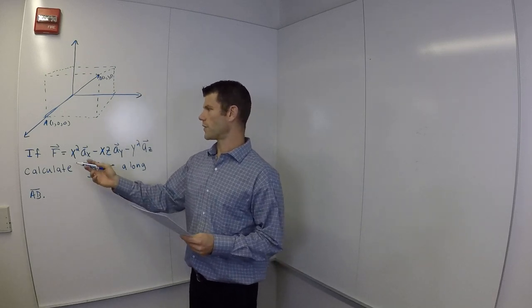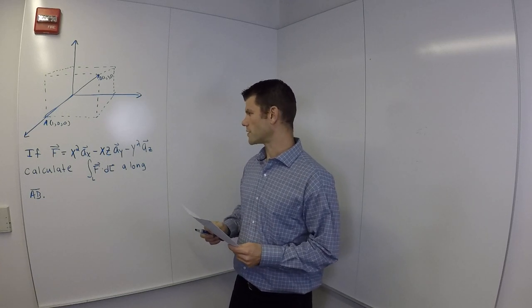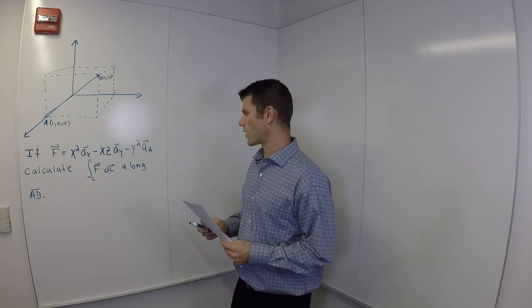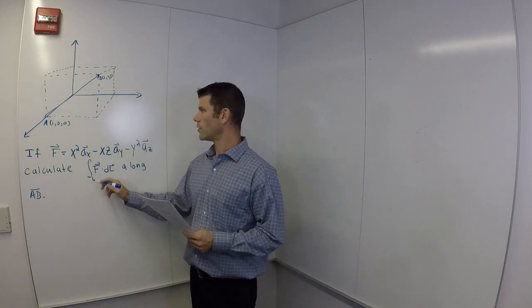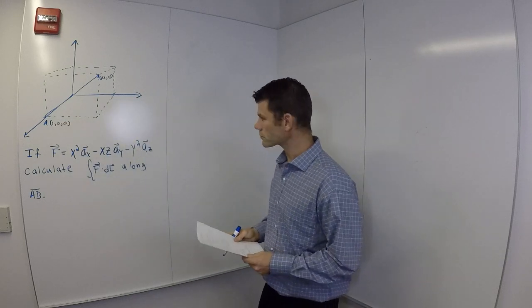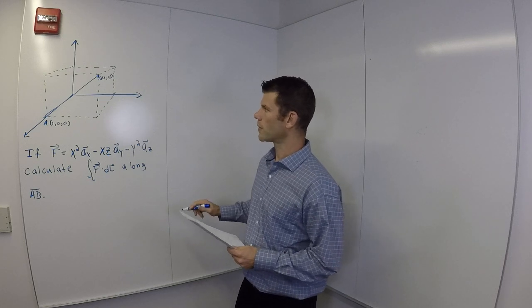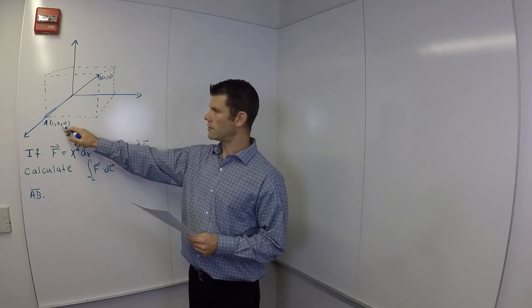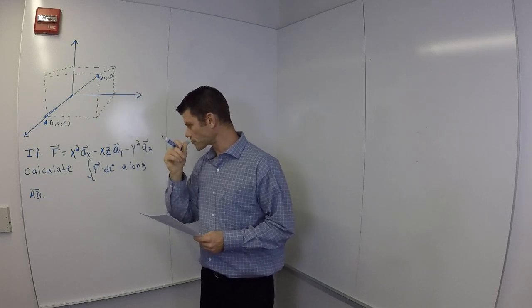And we have a vector field here. F is equal to x squared ax minus xz ay minus y squared az. We want to calculate the line integral along the path L, where L is defined by the line segment AB. So you can see here, this presents an issue. We have that both the y-coordinate and the z-coordinate are changing together.